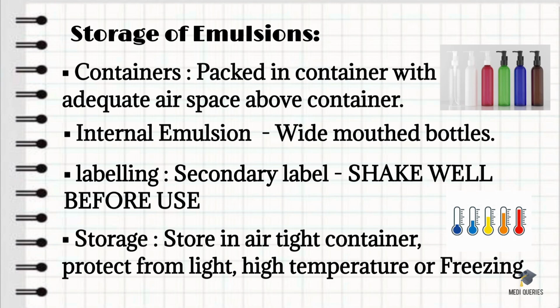Next one is labeling. A secondary label, shake well before use, is required to be fixed on the bottle. And storage: an emulsion should be stored in an airtight container protected from light, high temperatures or freezing, and the emulsions are required to be stored in a cool place.